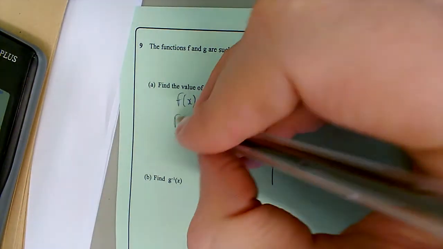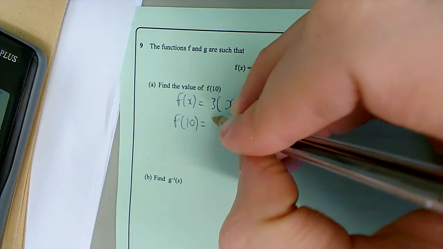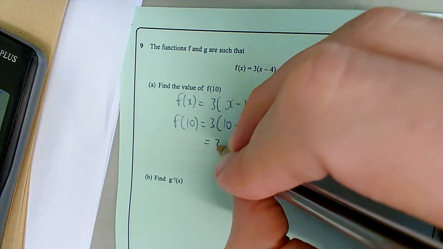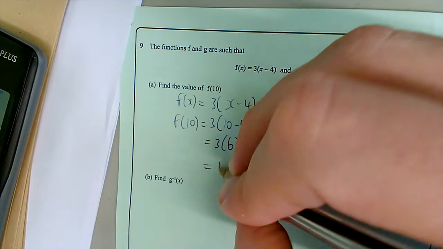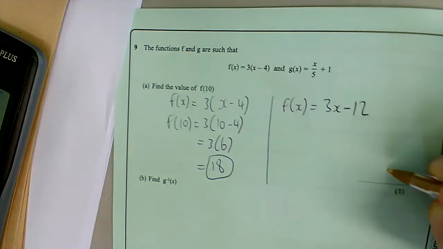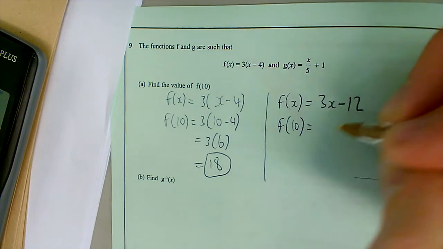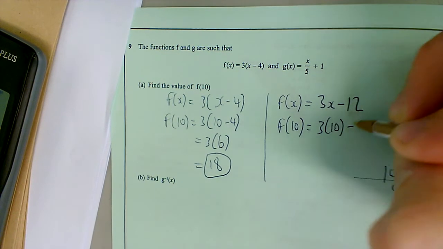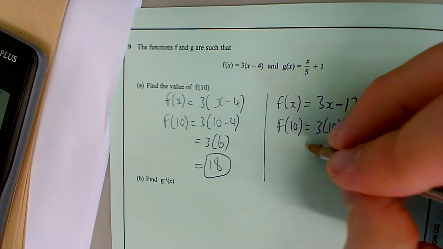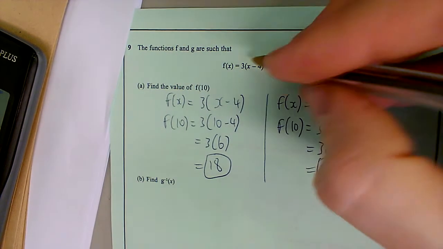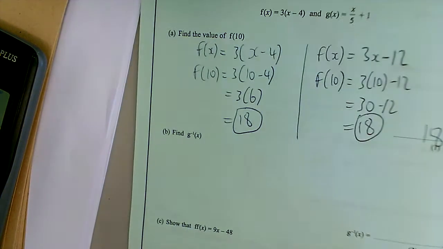So f of 10, whichever way you do it, this is either 3 times by 10 minus 4, which is 3 times by 6, which is 18, and that would go on your answer line. Or if you expand the brackets, you should still get, so 3 times by 10 minus 12, 30 minus 12 would still give you 18. So it's up to you whether you expand the brackets or not.